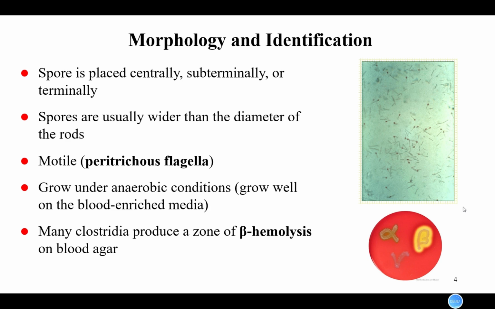And many Clostridia can produce beta hemolysis on blood agar. We learned hemolysis before. We know beta hemolysis is the complete destruction of red blood cells. So there is a clear zone you can notice. While alpha hemolysis is incomplete lysis of red blood cells and also reduction of hemoglobin to form the green pigment. While gamma hemolysis, okay, there is no hemolysis actually.